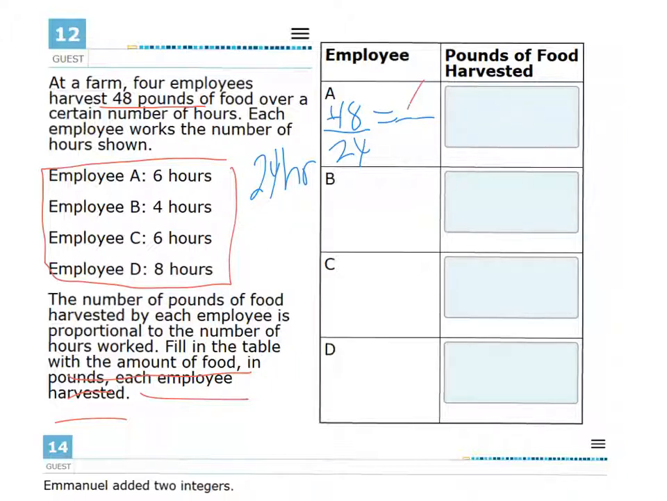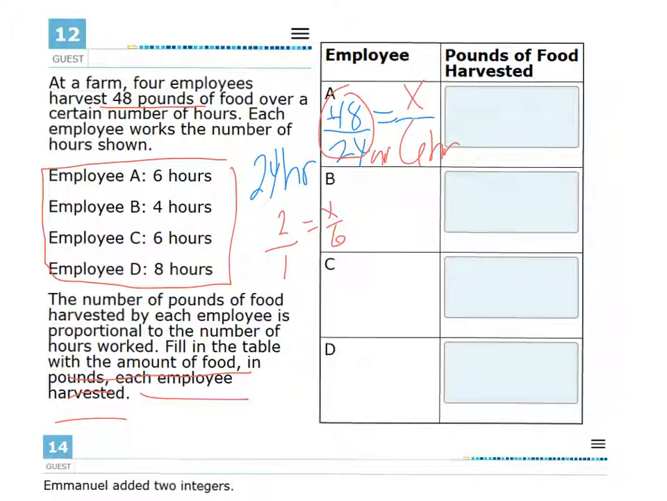So in this case, it would be x over 6, because we know that 24-hour period and employee A worked 6 hours. And then we're going to calculate, based on this, how many pounds they ended up harvesting within their 6-hour period. So we can use the cross product, or we can simplify our fraction. So 48 over 24 would simply give us 2 over 1. So if it's 2 over 1, we can just go 2 over 1 equals x over 6. So this ends up reducing, and it would leave us with 12 pounds.